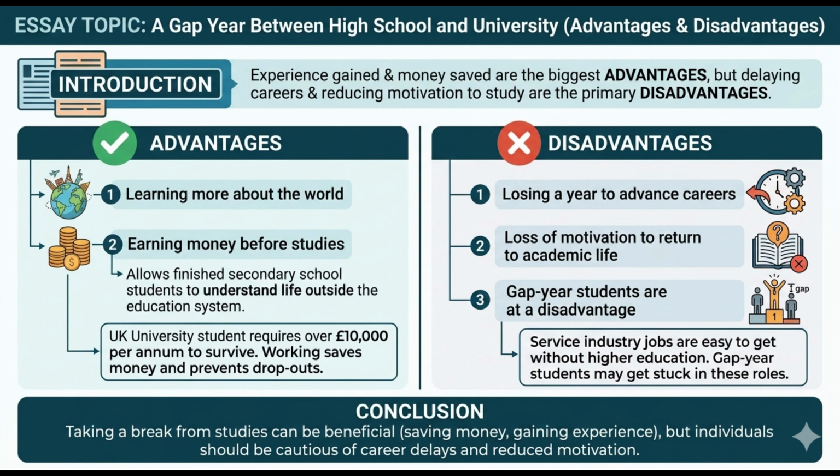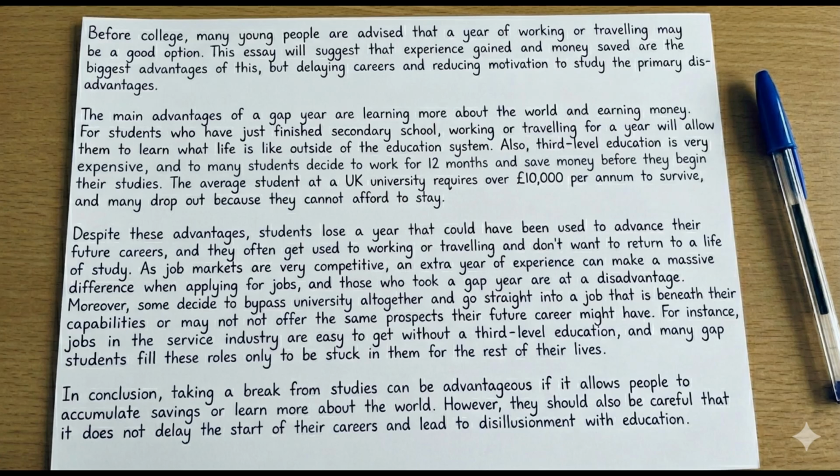In the introduction, you should first paraphrase the question, then clearly state your main idea. Here, we say that experience and money are advantages, while career delay and low motivation are disadvantages. This gives a clear direction to your essay. Now let's look at the brief answer.